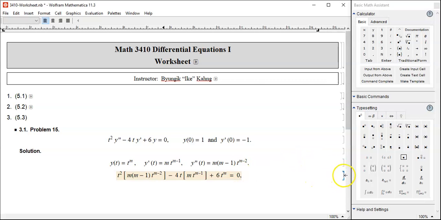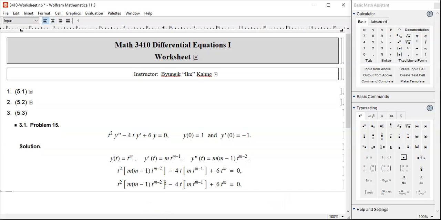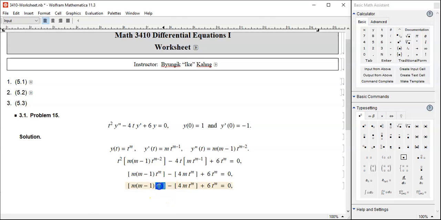Let's move those t squared inside and this t inside. So multiply by t squared, I get just mth power here. And move this t inside, then I'm going to get just m power here. Let's move 4 in there as well. And then, okay, that's already all set. And now t to the mth power is common to everything. So I can just divide those out.